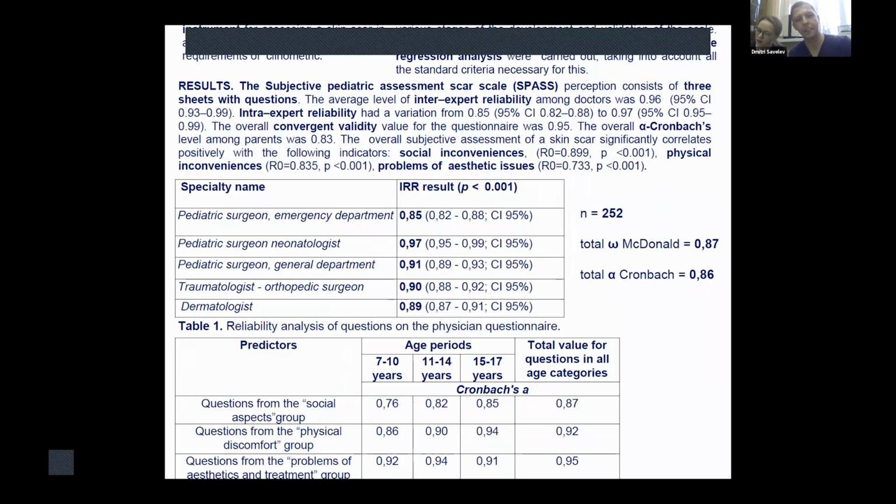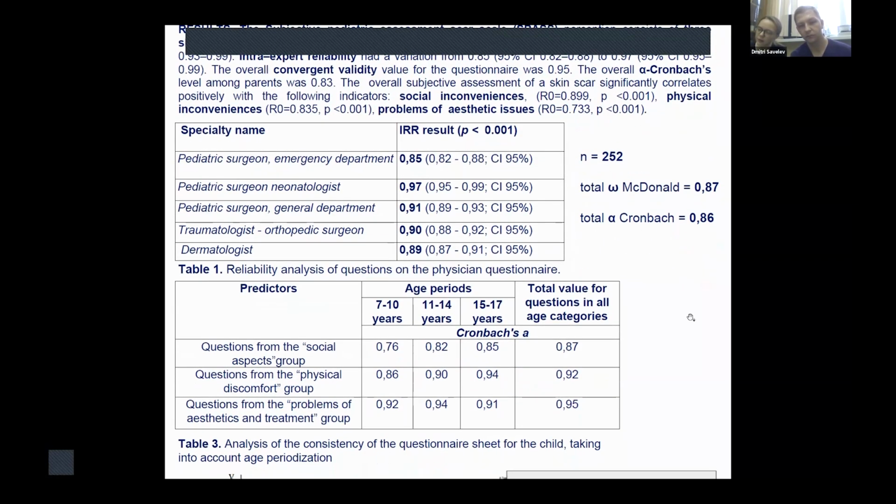Subjective Pediatric Assessment Scar Scale is the first tool of its kind to be used among children. The questionnaire is adapted for children of different ages, taking into account the periodization of mental development. The inclusion of the opinion of a doctor, a patient and a parent in the scale is innovative and allows us to most fully determine the subjective attitude to a skin scar in a child.